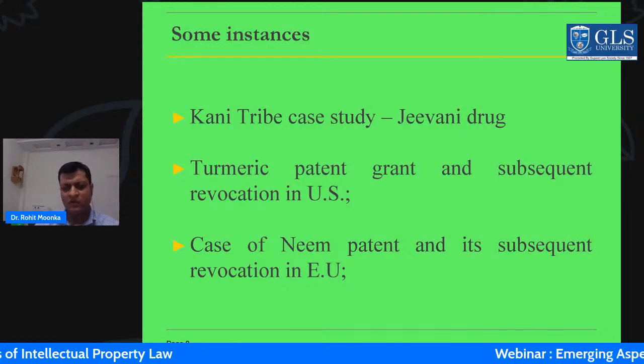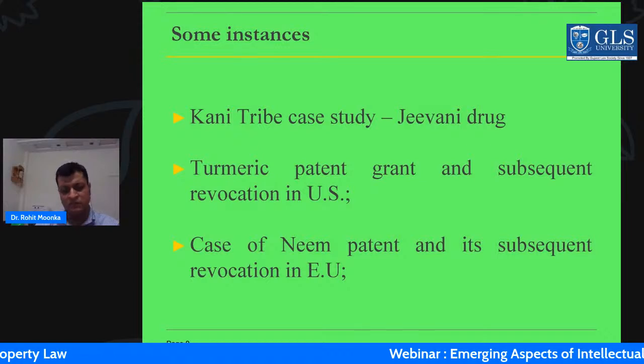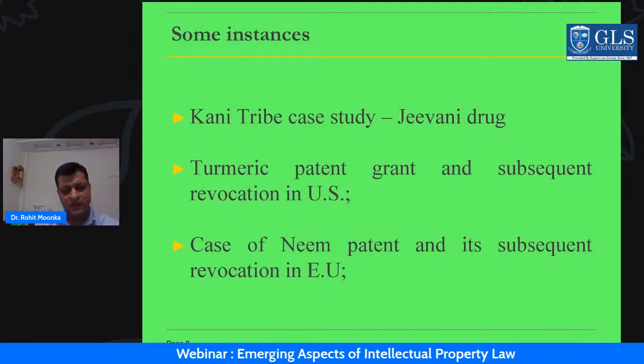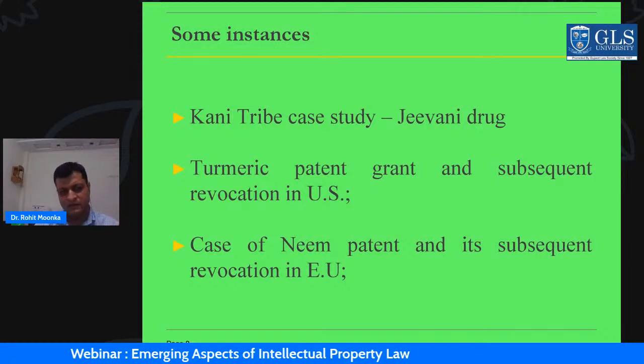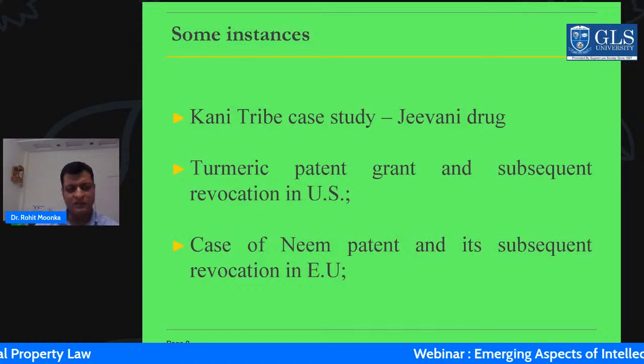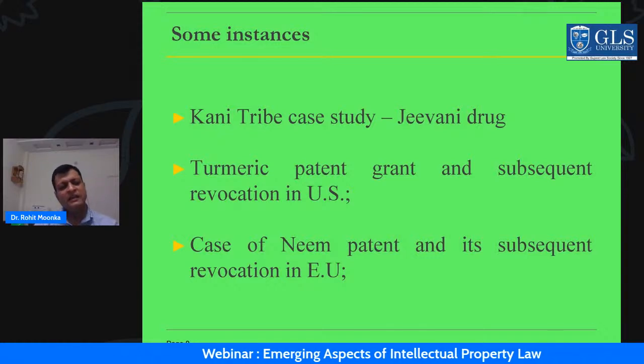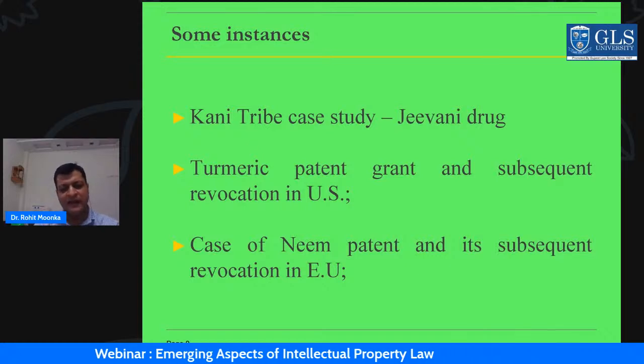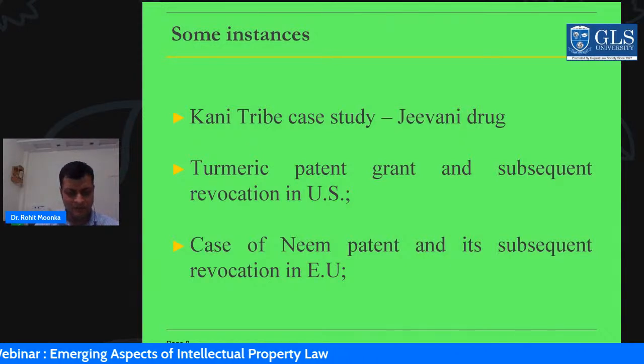So you see how they got this knowledge. The scientists would never have got this knowledge unless it was shared by the Kani tribes with the scientists. Since the Kani tribe people shared this knowledge, they told that this plant has this property, giving instant energy to them. They took this plant from the wild and did modern research on that.